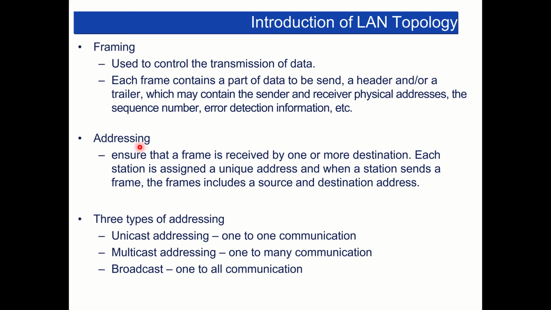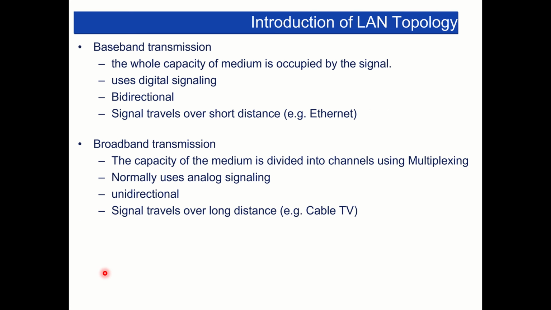And then we have another terminology which is addressing. So again, this is a recap. So it ensures that a frame is received by one or more destination. So each station is assigned a unique address. That is, if we are talking about layer 2, so the address that we are talking about is the physical address. When a station sends a frame, the frame includes a source and destination address. So there are three types of addressing, which is unicast, multicast, and broadcast. So this is kind of like a recap, but the knowledge is important for us to understand the LAN topology topics.